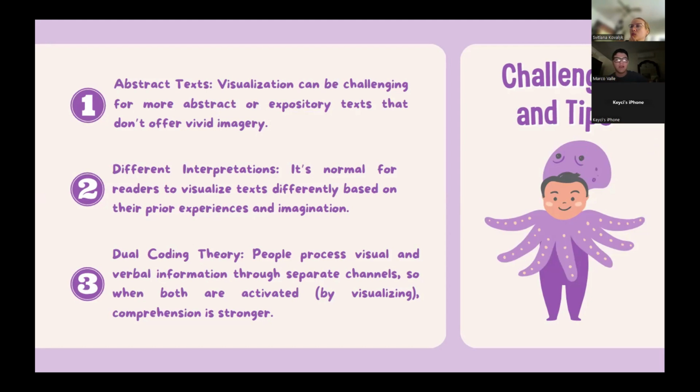and creativity. And last, dual coding theory. So this theory proposes that people process visual and verbal information through separate channels. So when both are activated by visualizing, comprehension is stronger.